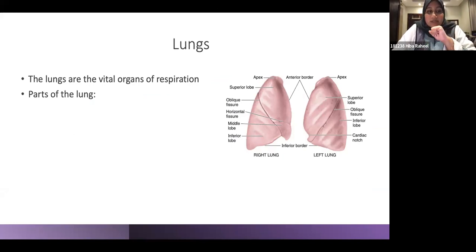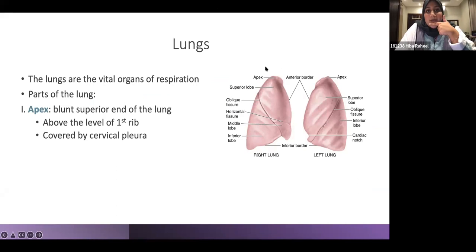Now, what are the parts of the lungs? The first thing you need to know about is the apex. The very top part is called the apex. It is a blunt superior end present right behind the clavicle. If you put your hand behind the clavicle, deep inside this indentation, that's where the apex of the lung is. It's so high up, above the level of the first rib. It's covered by cervical pleura, so it almost goes into the root of the neck.